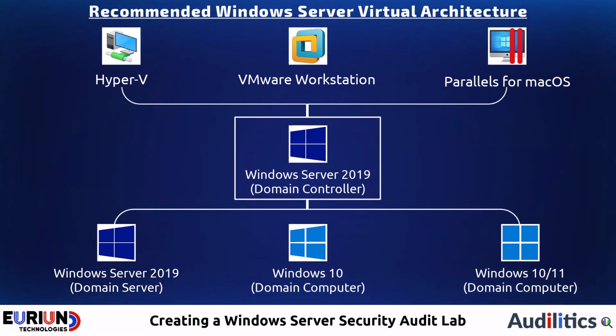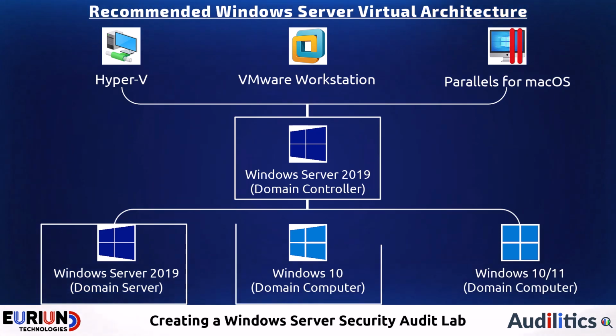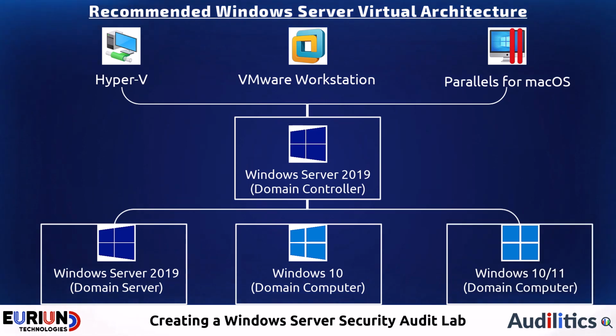The recommended Windows Server Active Directory virtual architecture should include a Windows Server 2019 installed and configured as a domain controller. Another Windows Server 2019 installed and configured as a domain server or member server. A Windows 10 computer that will be joined to the domain controller and act as the auditor's computer for remote testing of the security controls, and an optional Windows 10 or Windows 11 computer.